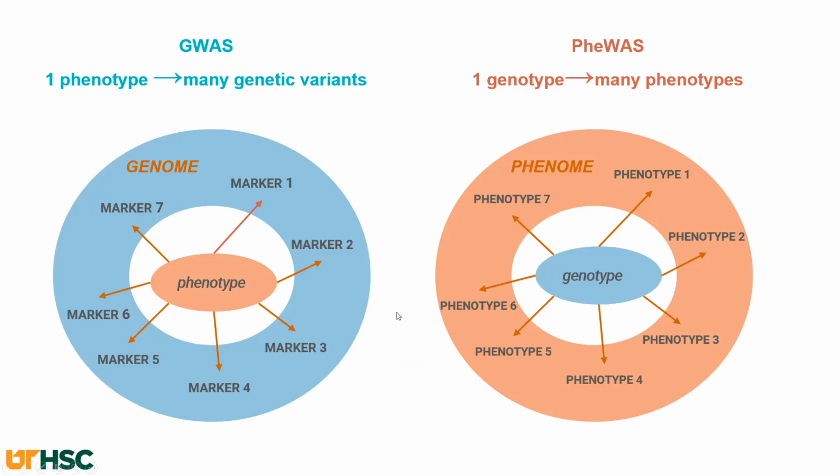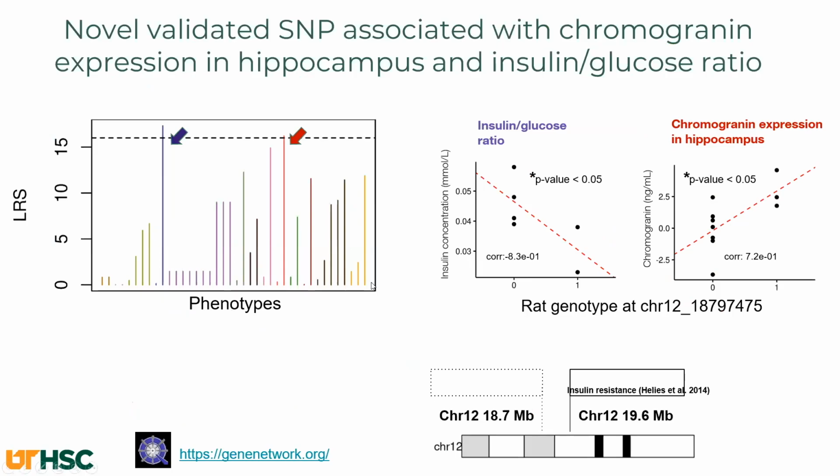What's next? I tried to do the GWAS. The difference between GWAS and FWAS is that in the GWAS, I try to see the association between one phenotype and many genetic variants. Instead, with the FWAS, I try to see if there is an association between one genotype and many phenotypes. For this, I used the variants that I validated and the phenome that I downloaded from GeneNetwork. So in the end, I found that one novel SNP is associated with two different traits.